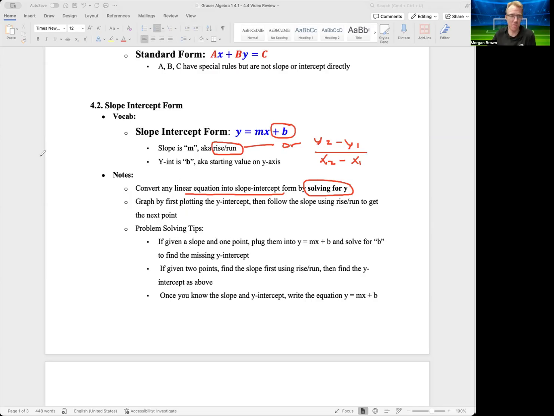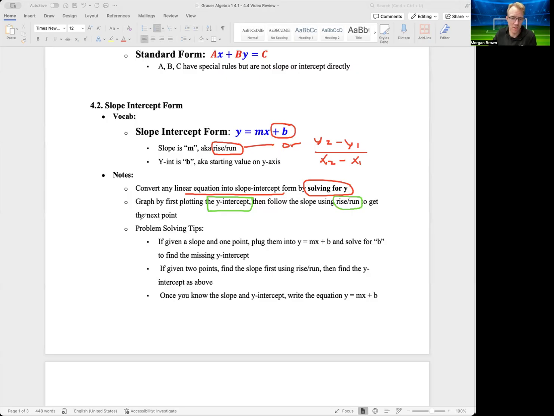When you are trying to graph it, the way that you're going to graph it is a two-step process. You're going to first graph the y-intercept. So plot the point for the y-intercept on the y-axis, and then count your rise over run, whatever the slope is. So look at the slope. If it's, for example, 3, go up 3 over 1, up 3 over 1. If the slope is negative, you're going to go down and over, down and over. So graphing from slope-intercept form involves, again, plot the y-intercept, follow the slope.